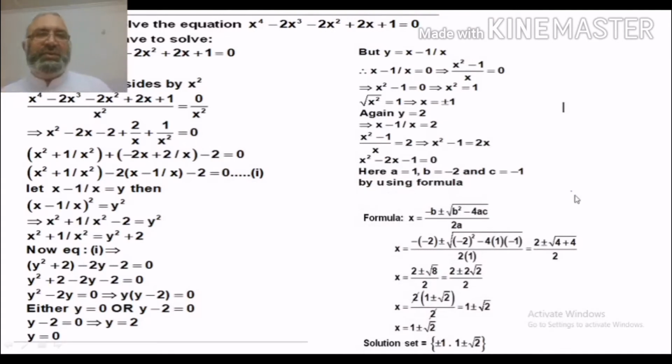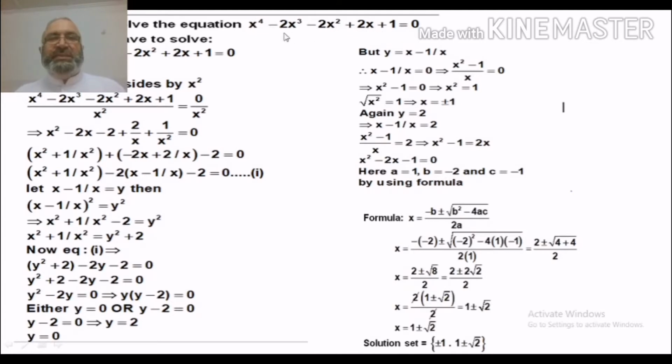Next is question 2. Solve the equation x4 minus x cube minus 2x square plus 2x plus 1 equal to 0. So this is the sixth type of equation, which is reducible to quadratic form. The process to reduce this equation into quadratic form: the first step should be to write this equation in ascending or descending order. The question is already in descending order: x4, x cube, x square, x and the constant term.